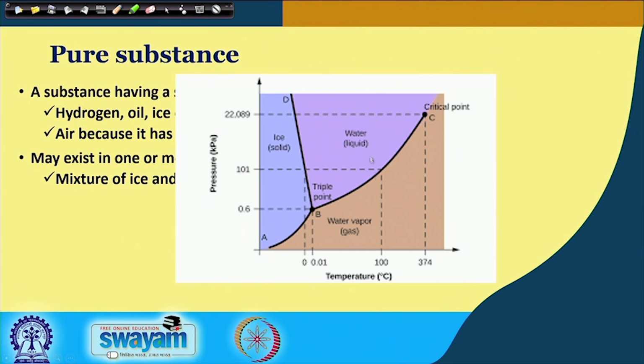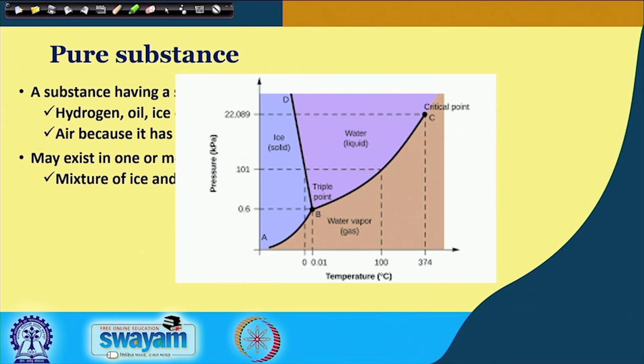lines. For example, between the liquid and the vapor we have the condensation line, between the liquid and the solid we have the solidification line, and similarly between the solid and the vapor we have the sublimation line. So, all these lines are nothing but the phase transition lines.